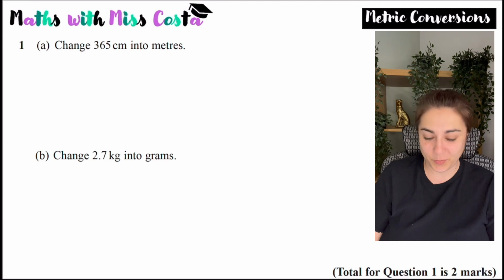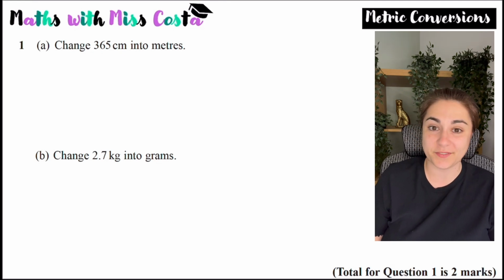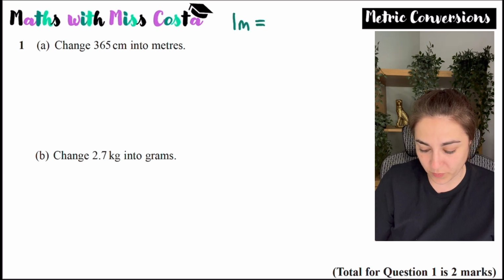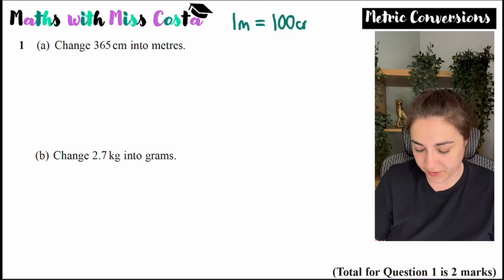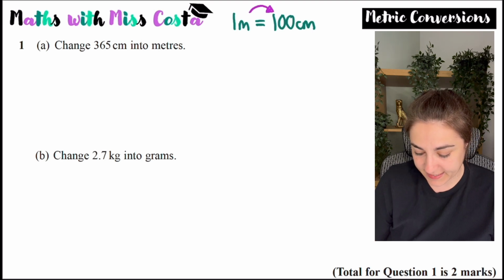Okay, so to begin with, we've got metric conversions. So it's asking me to change 365 centimeters into meters. So it's helpful to just write down what the conversion is. I know that 1 meter is 100 centimeters. So that means that to get from meters to centimeters, I would multiply by 100. And to get from centimeters to meters, I would divide by 100.